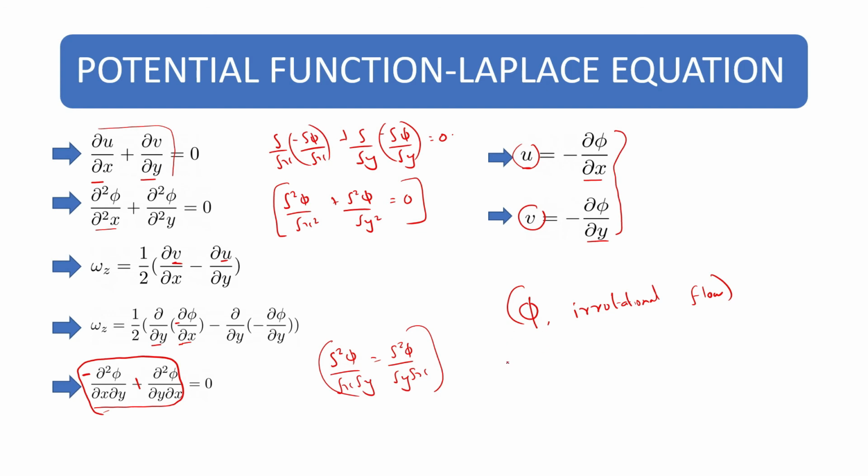So these two are important. That is, existence of psi means it is a possible case of steady fluid flow. If psi obeys Laplace equation, that means it is irrotational. If phi obeys Laplace equation, it is a possible case of steady fluid flow. But existence of phi simply means that it is an irrotational flow.